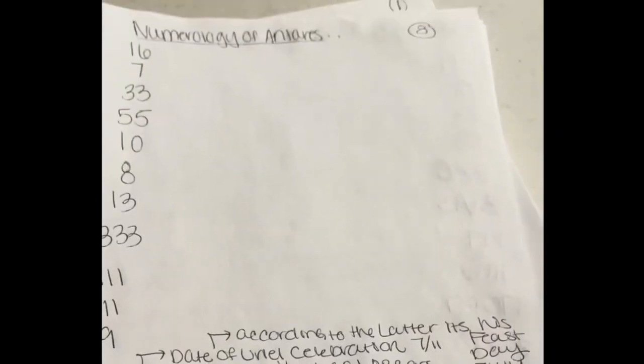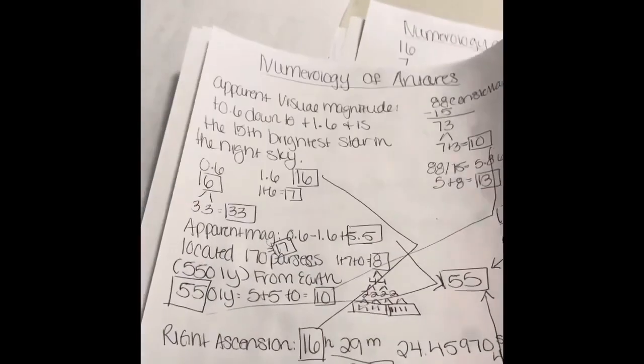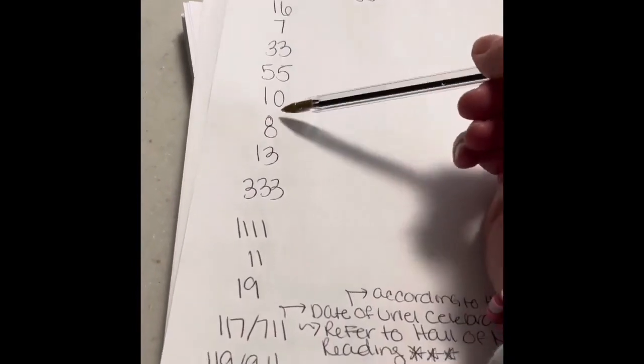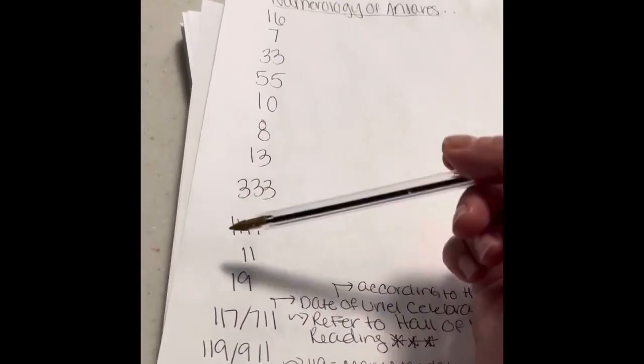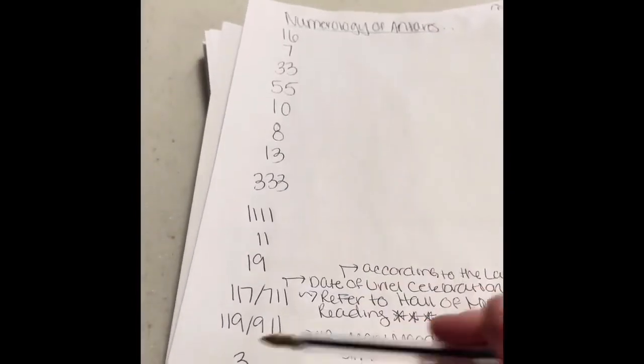So here's this numerology all together. These are all the numbers that we received from all those calculations that we did, including these pages. I'm going to keep this in order. So yeah, this is all that numerology here. So we have a 16, a 7, a 33, a 55, a 10, an 8, a 13, a 333, an 11, an 11, a 19, a 117, and a 711 reversal. And we'll go over that. A 119 and 911 reversal, a 3, and a 122.